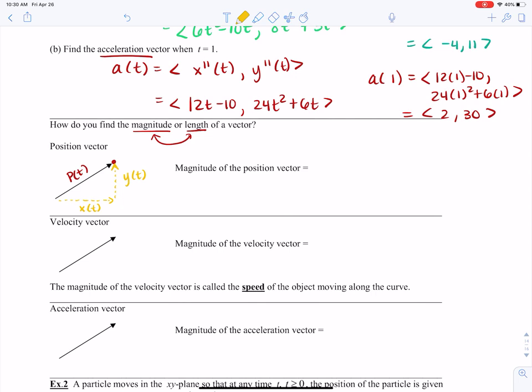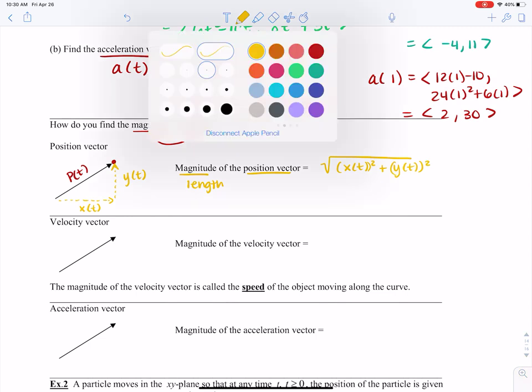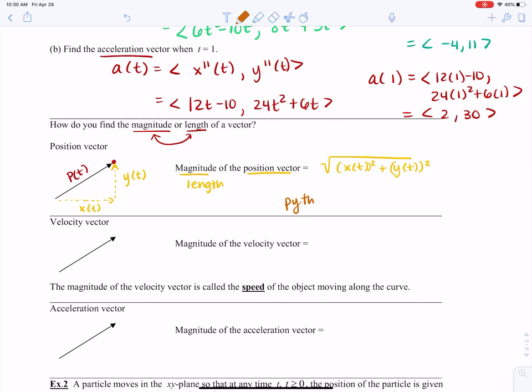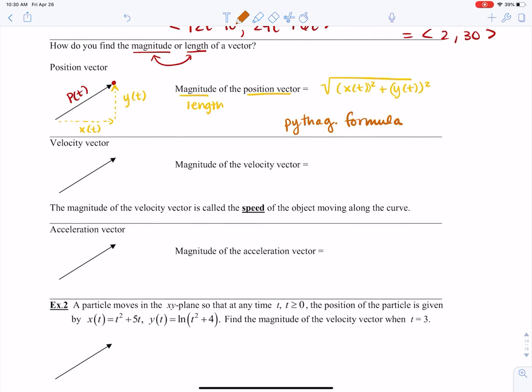So if you're ever asked to find the magnitude or length of the position vector, I'm going to use the Pythagorean formula, and it's going to be the square root of x of t squared plus y of t squared. And this comes from the Pythagorean formula. Okay?